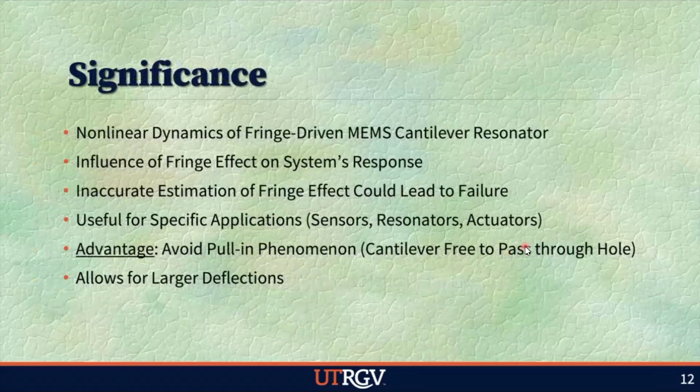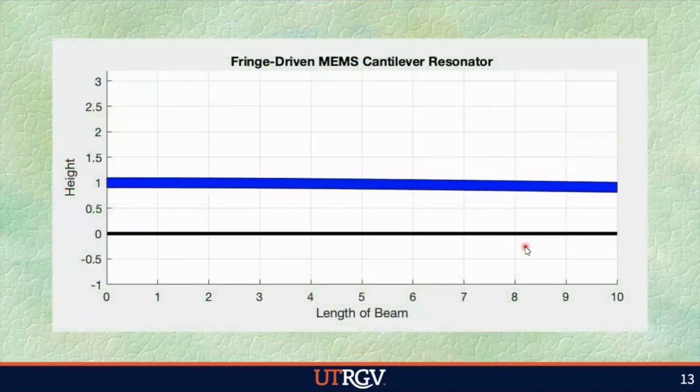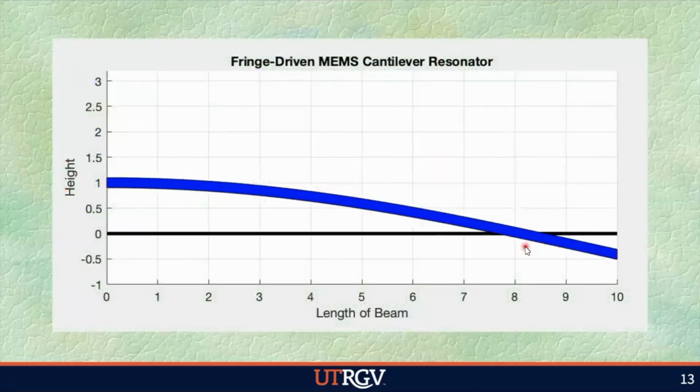The importance of this work involves the ability of the cantilever to avoid pull-in and reach large amplitudes as it passes through the hole in the ground plate. This design offers a key advantage, especially for sensors or resonators, where avoiding pull-in is essential. And this shows a fringe-driven MEMS cantilever reaching large amplitudes.